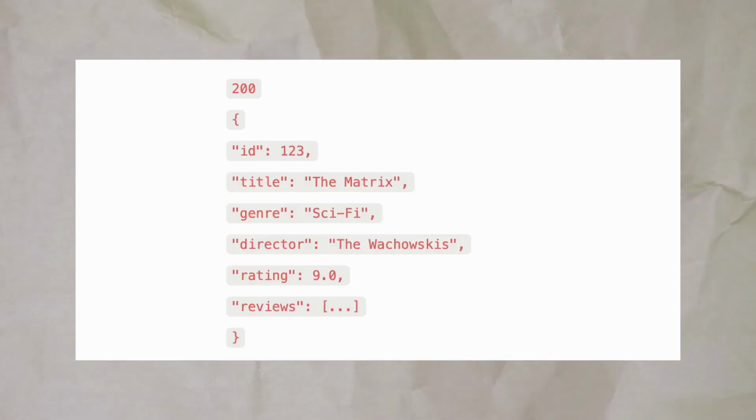Let me give you an example of a successful request which you can make and how it looks in real life. Here it is. This response tells you that the request was successful and returns the data of the movie in a format called JSON, which is a common way of representing data in modern APIs.